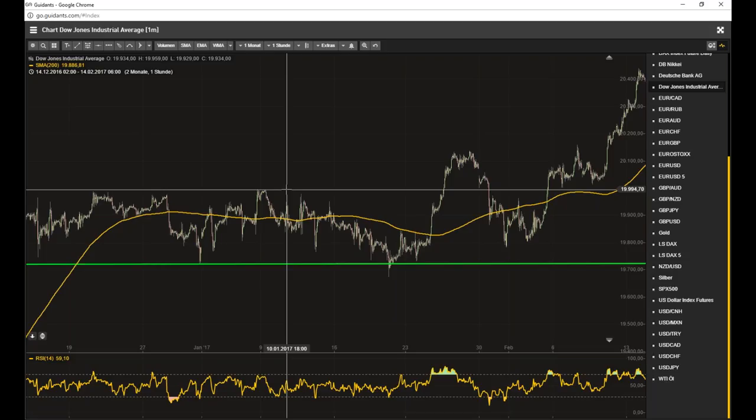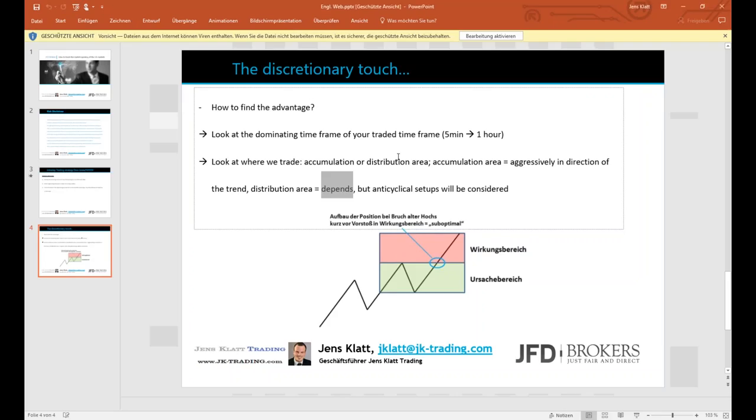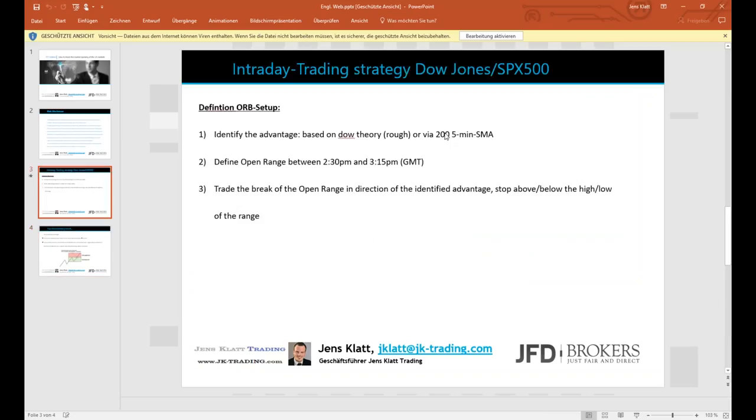Remember, we are not expecting from here a move of 1,000 points and holding the position for weeks or something. We're trading an intraday time frame. So we're trading a 5-minute time frame, and we open the trade somewhere between 2:30 and 3:15 p.m. GMT, and we'll close it at 9 p.m. GMT. So this is when we close the trade, okay? And so this is exactly what you want to see then.